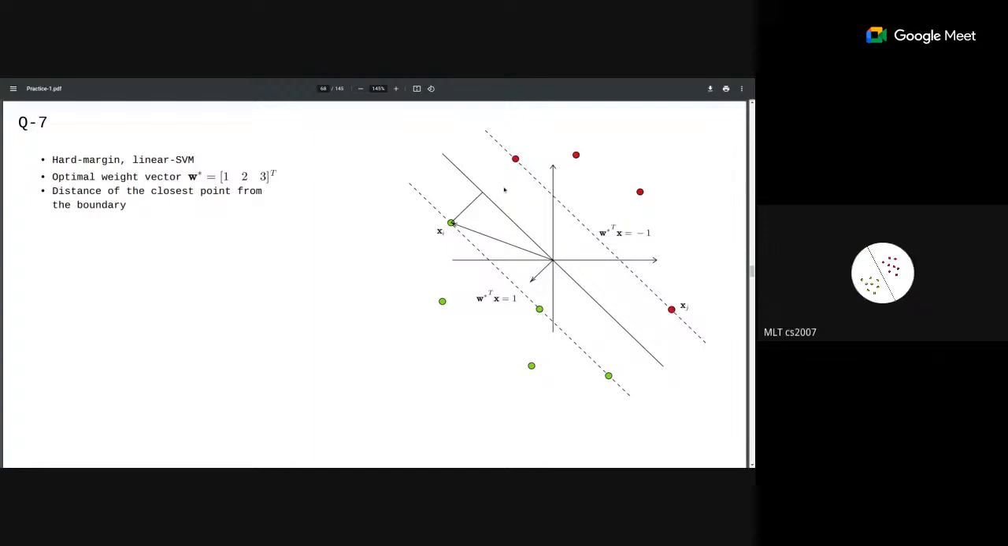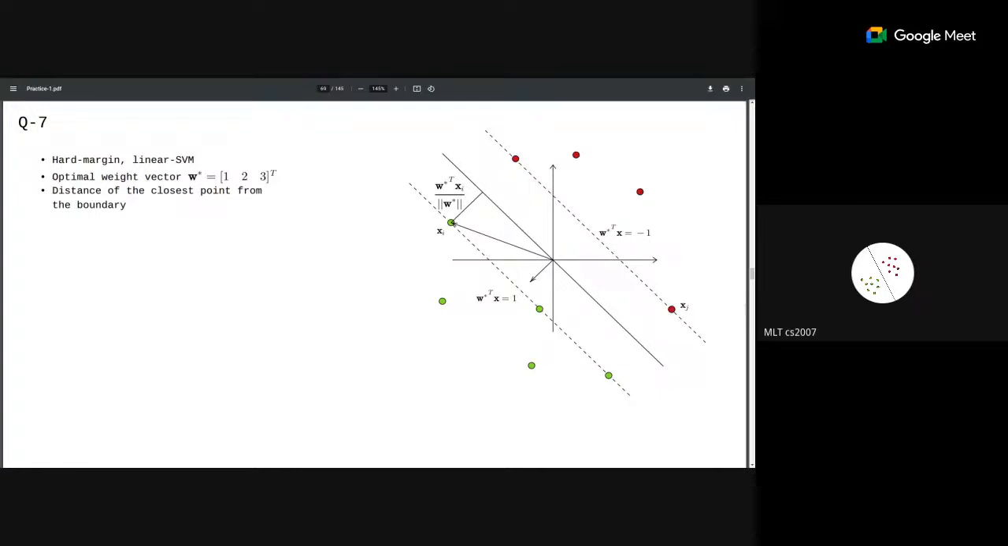It's W. This distance is what I'm asking, right? This is the scalar projection of the data point on W. That's correct, right? So it's the scalar projection of xi on W. The formula for that is W star transpose xi by norm W star. Okay, this is the standard formula: dot product divided by the norm of the vector on which you are projecting.